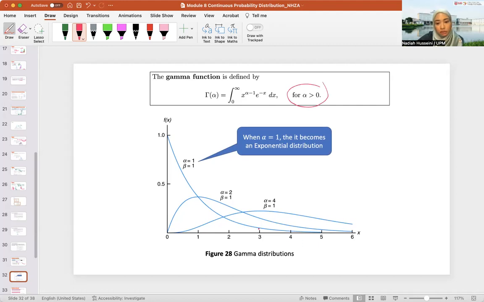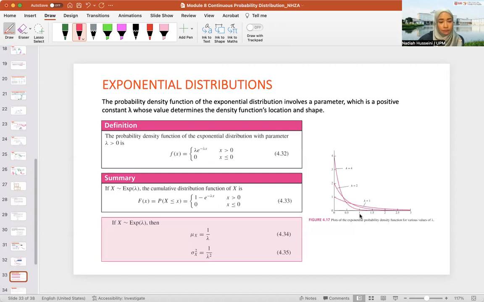So this is how the curve looks. When alpha is equal to 1, which is this one over here, you get x to the power of 0, which is just 1. So you are left with e to the power of minus x. When alpha is equal to 1, you get this curve, which is an exponential. Whereas if alpha is not equal to 1, you get these other curves, which are not relevant to our exponential distribution. Our exponential distribution is given by this equation.